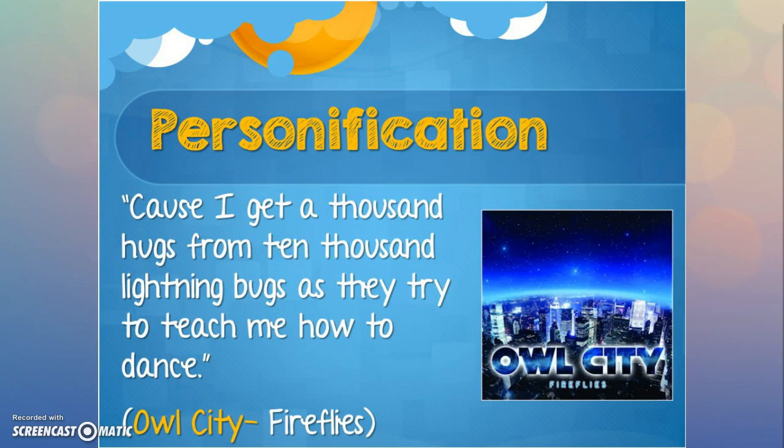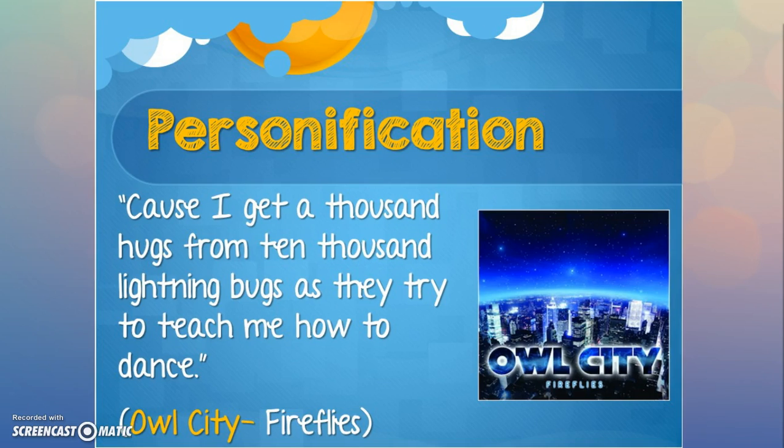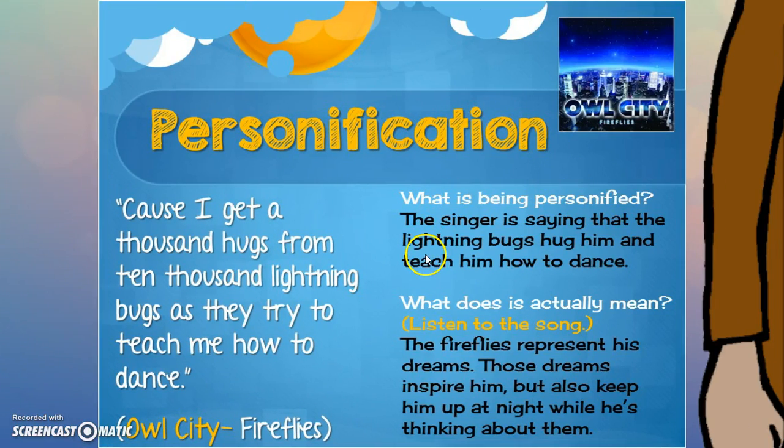So another example, this is from Owl City, Fireflies. Because I get 1,000 hugs from 10,000 lightning bugs as they try to teach me how to dance. So with this one, we figure out that lightning bugs cannot hug and cannot teach you how to dance, okay? So that's what's being personified.